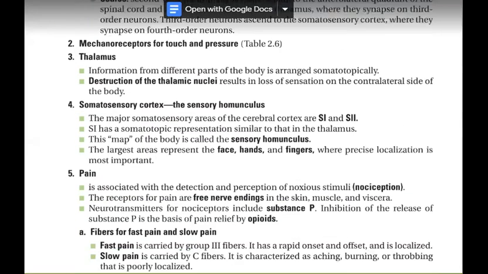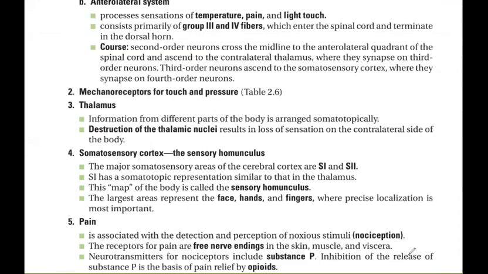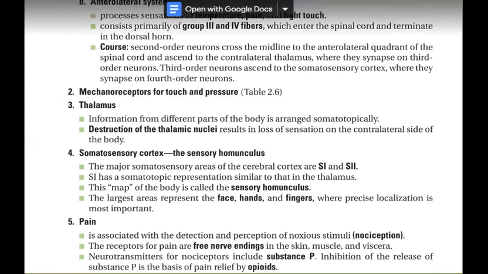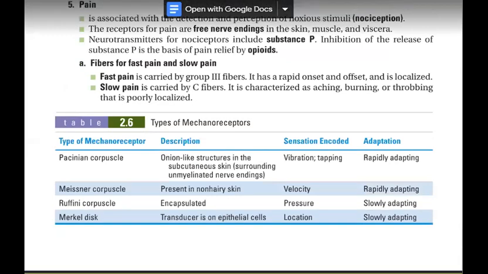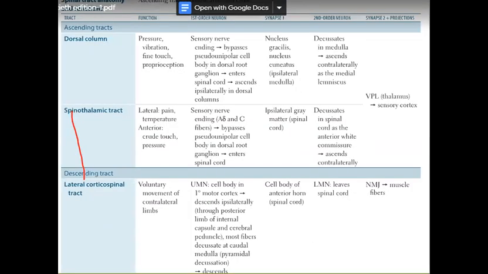Then we have some other things, which we will quickly go through. Now you see this number 2 is again the mechanoreceptors for touch and pressure, but I have already taught you it from your First Aid book. If you remember, this is the same chart of Pacinian, Meissner, Ruffini, Merkel disc. But in your BRS, it's not given so well, so I will recommend you to study these charts from your First Aid book.